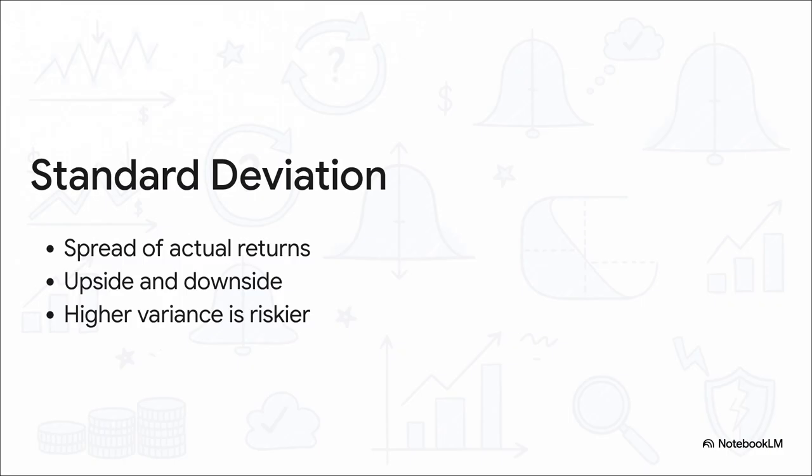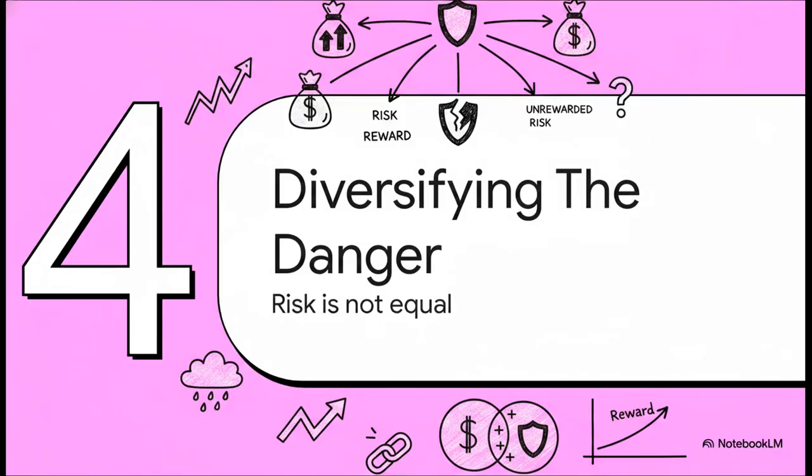To convince an investor to bear the burden of a high-variance investment, they will mathematically demand a higher expected return as reward. Which brings us to Section 4, Diversifying the danger, because not all risk is created equal.